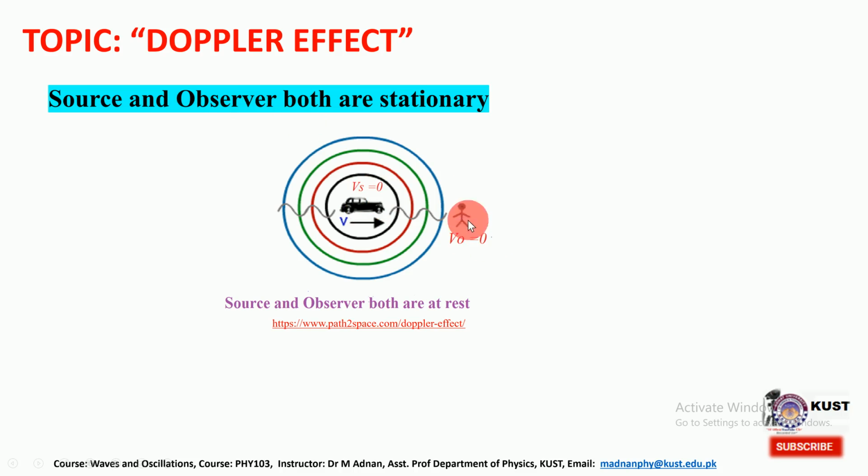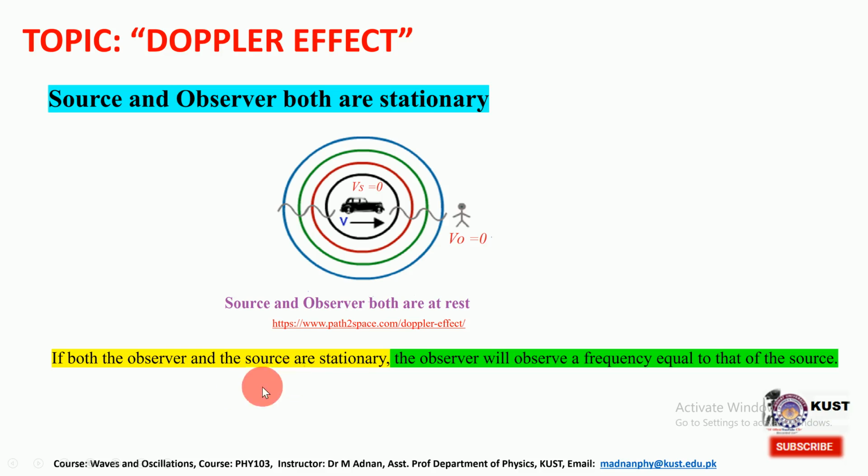The observer is represented by this cartoon. Now this man will detect the sound waves which are emitted by the source, and the speed of the observer is also zero, that is, the person is not moving. So both the source and the observer are at rest, the source is producing sound waves and the observer is receiving or detecting, or we can say hearing, the sound waves.